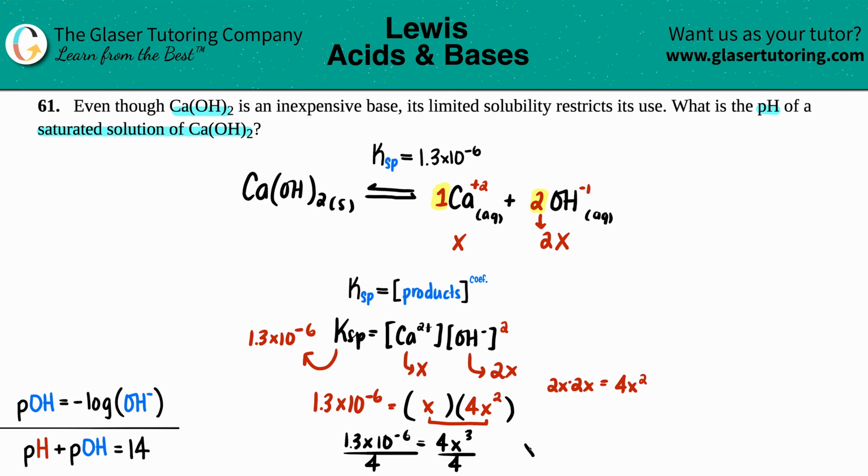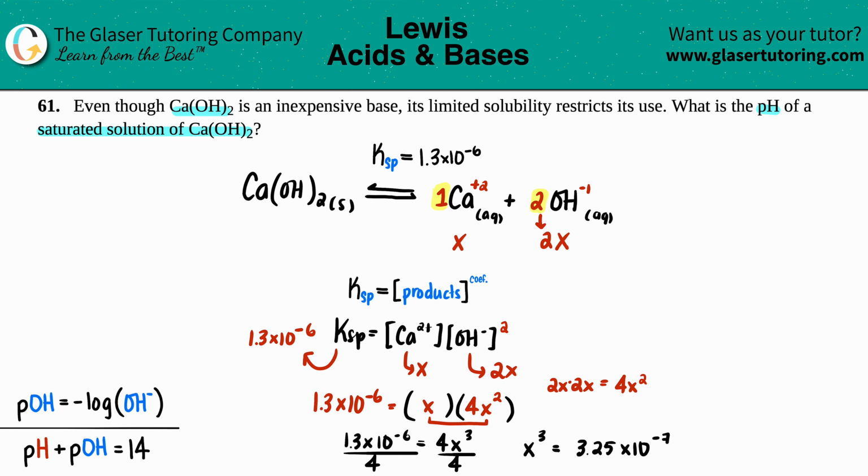And now I will move over here. x cubed equals 1.3 times 10 to the negative 6 divided by 4. I get 3.25 times 10 to the negative 7th.